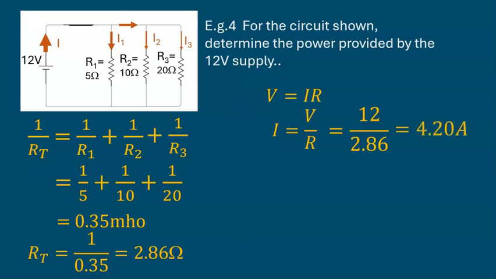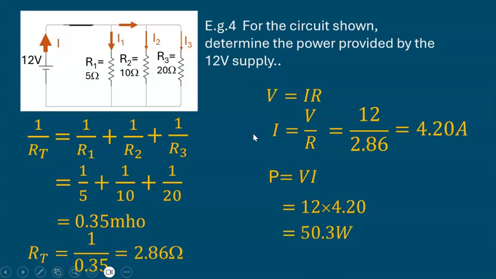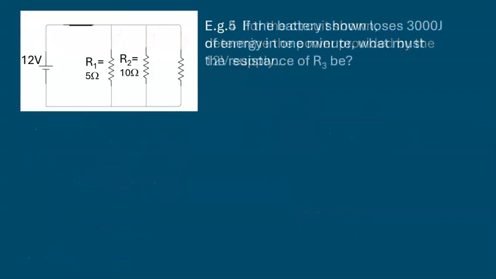is 4.2 amps. So 4.2 amps is leaving that battery. I know 12 volts, 4.2 amps, so therefore I know the power supplied by that. P equals VI, 12 times 4.2, we've got 50.3 watts. Let's go to another example.